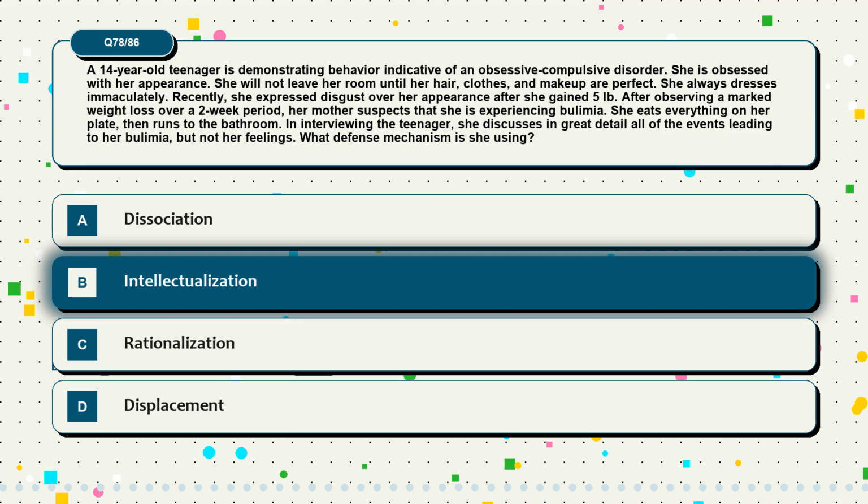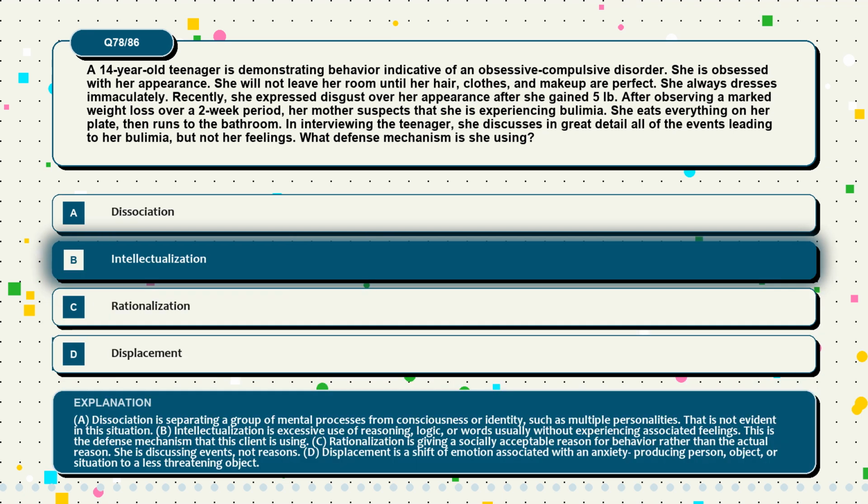The correct answer is option B. Intellectualization. A. Dissociation is separating a group of mental processes from consciousness or identity, such as multiple personalities. That is not evident in this situation. B. Intellectualization is excessive use of reasoning, logic, or words usually without experiencing associated feelings. This is the defense mechanism that this client is using.